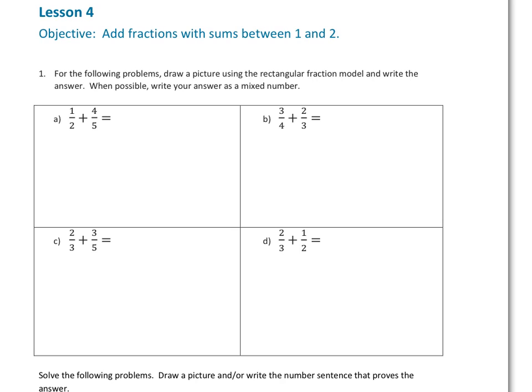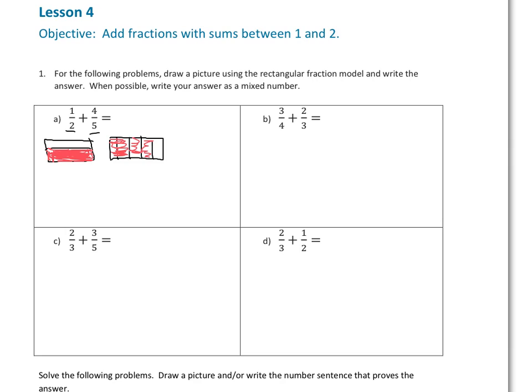Number 1 says 1/2 plus 4/5. Let's start by drawing the rectangular fraction models. I have drawn the two fractions using the rectangular fraction model. Now, to add two fractions, you need to find a common denominator. One easy way of doing this is to take the two denominators and multiply them. So 2 times 5, the two denominators here and here, would equal 10. So now I'm going to take the two rectangular fraction models and split them into 10 pieces.